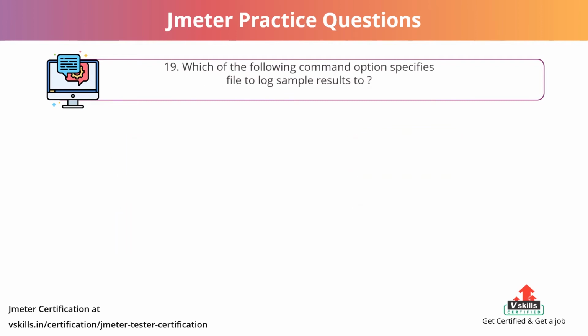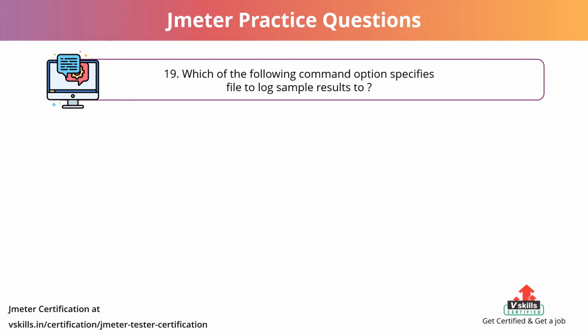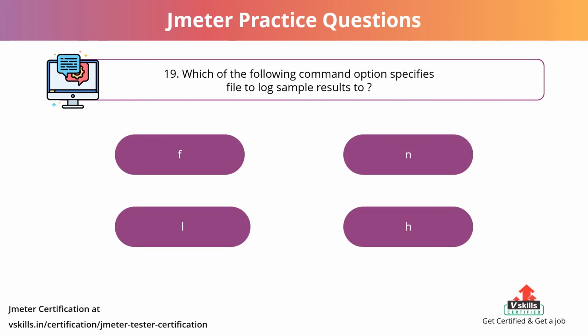Question number 19. Which of the following command options specifies file to log sample results to? The options are A. -f, B. -n, C. -l, D. -h. The correct answer is option C.